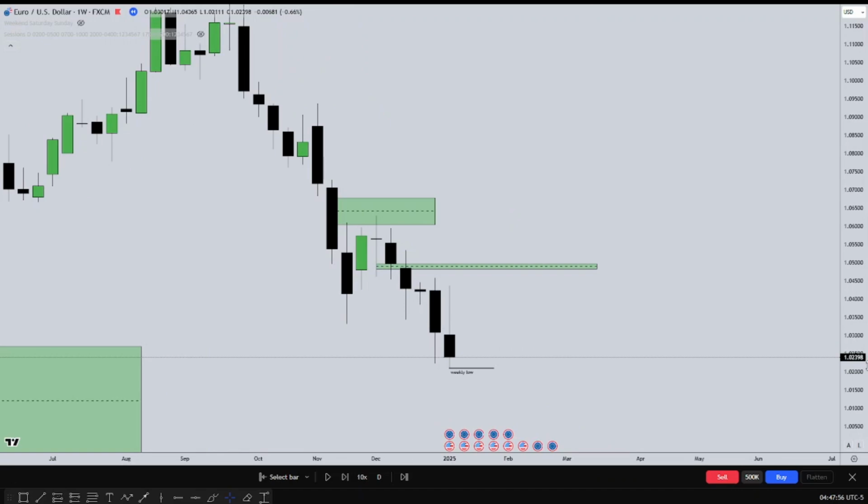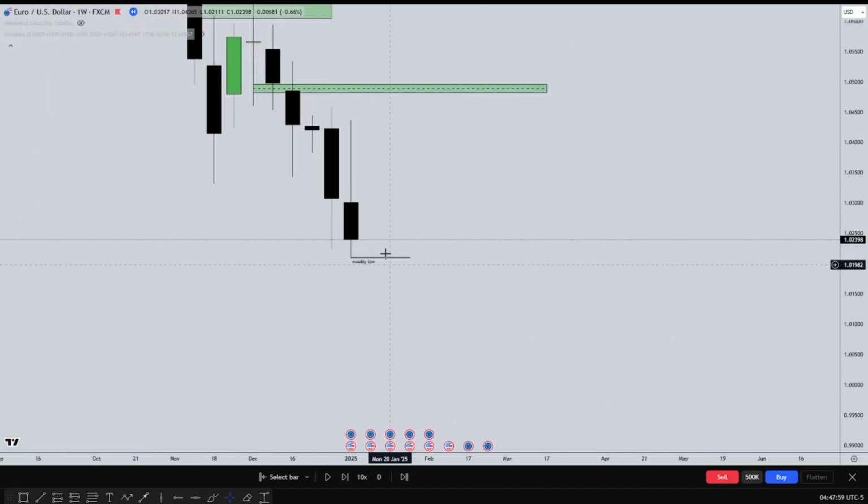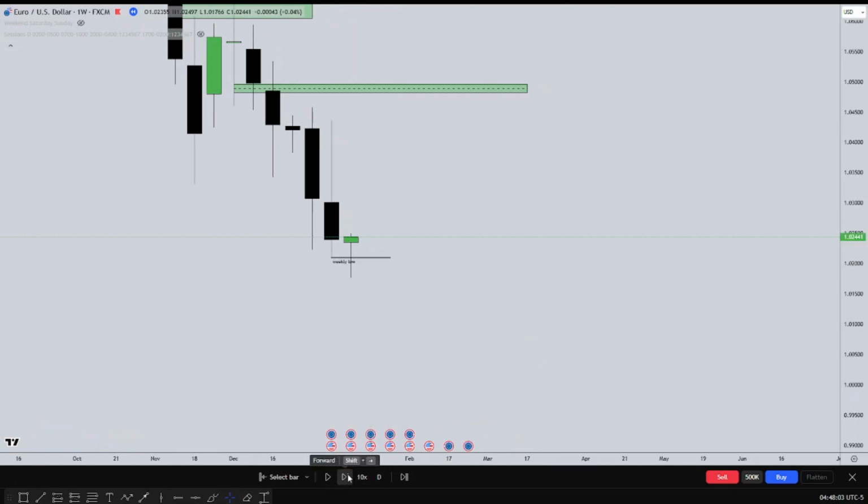So first, I want to see price run the previous week low, then a retracement back to the weekly range. Run on the previous week low, retracement back to the weekly range.